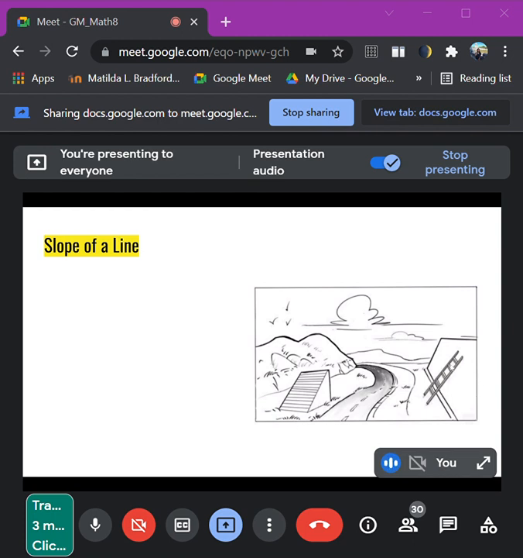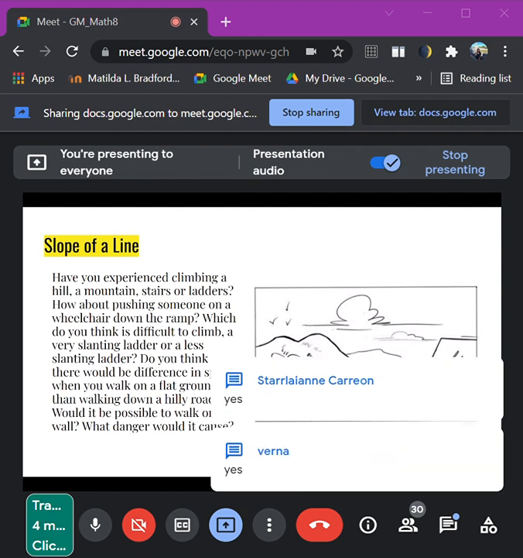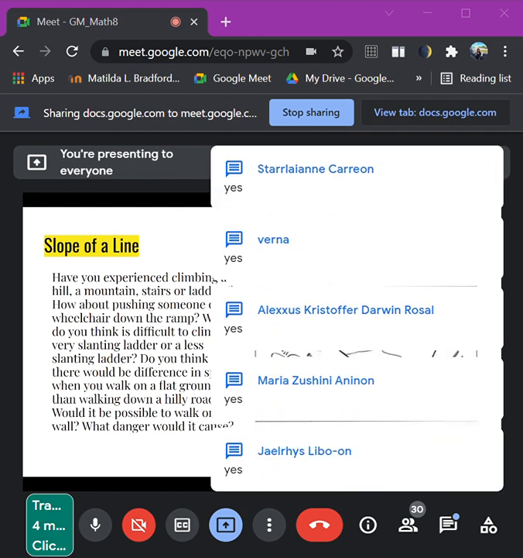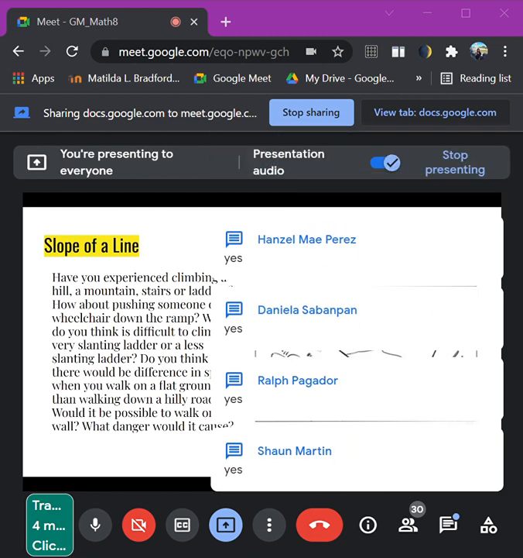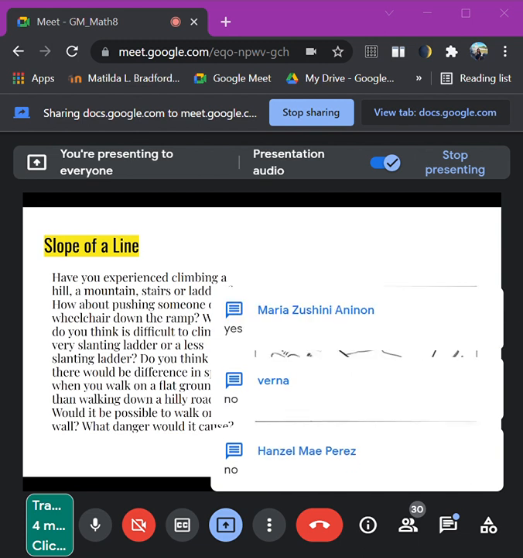So we have a ladder and then this one as well, and then mountains. Have you experienced climbing a hill, a mountain, stairs, or ladders? Yes or no? Okay, yes, very good. How about pushing someone on a wheelchair down the ramp? Have you tried or have you experienced? Okay, yes, I know.